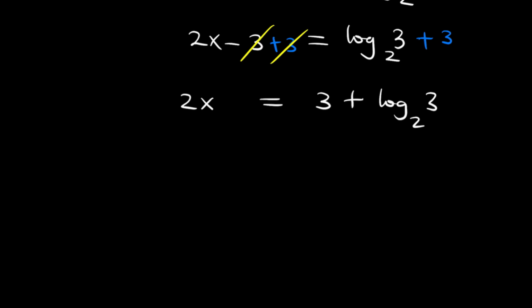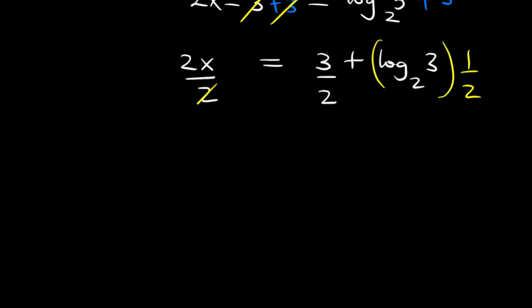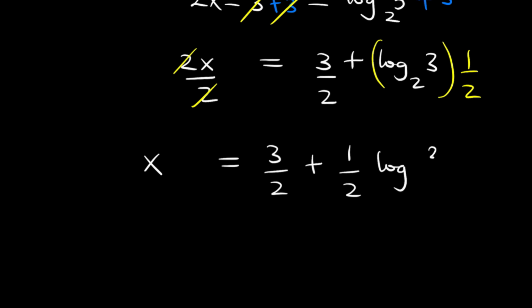Now let us divide through by 2. This will mean times 1 over 2. Then this takes care of this. Therefore, x is equal to 3 over 2 plus 1 over 2 log 3 base 2. This is our final answer for this problem.